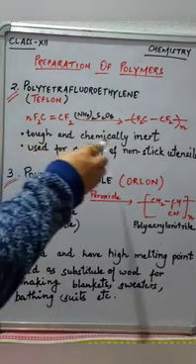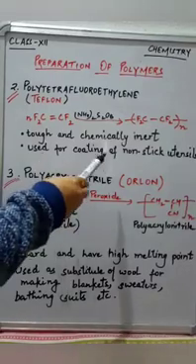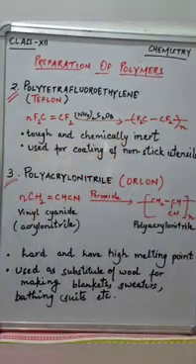It is tough and chemically inert and used for coating of non-stick utensils. So you can see the Teflon over the surface of non-stick pans. You have seen non-stick pans. So the coating over the surface of a non-stick pan is made up of Teflon.